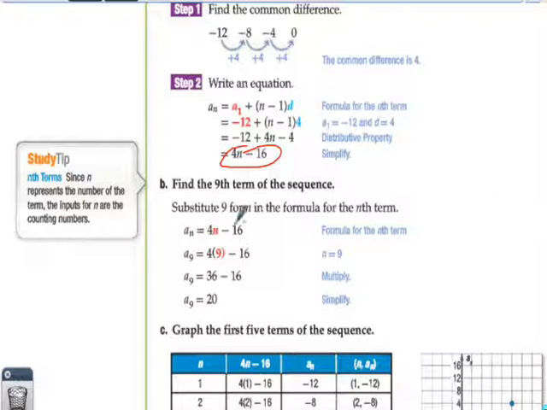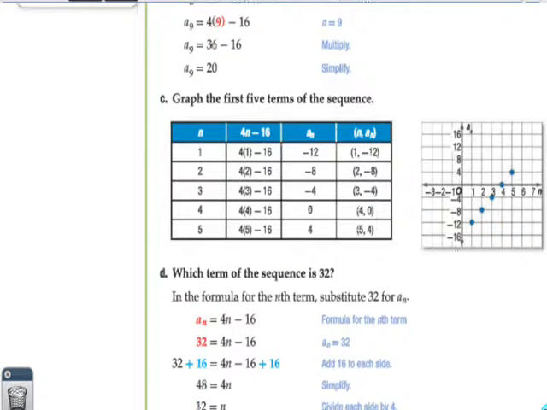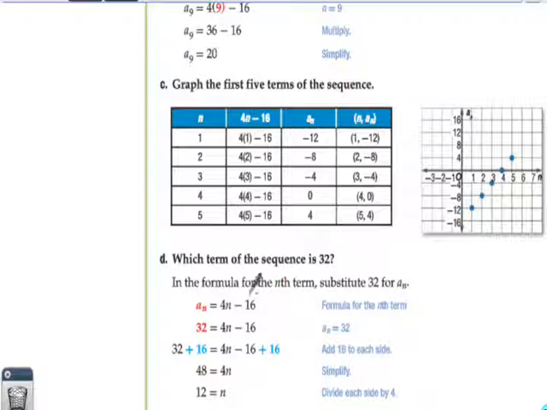For the ninth term in the sequence, we would simply plug the 9 in for the n, and we can find out, well, what's the ninth term? If we wanted to graph these first 5 terms in the sequence, okay, the first term was negative 12, the second term was negative 8, so they form a line. We can see that. Which term of the sequence is 32? So here this is a little bit backwards. We put 32 in for the a sub n, and then we solve for n, so we can find out which term it was.